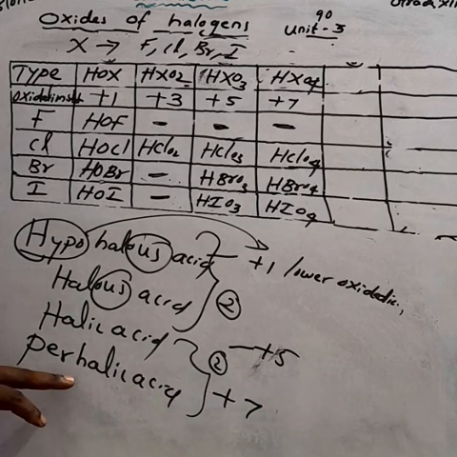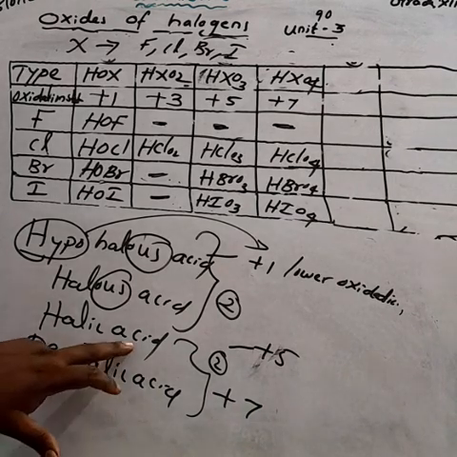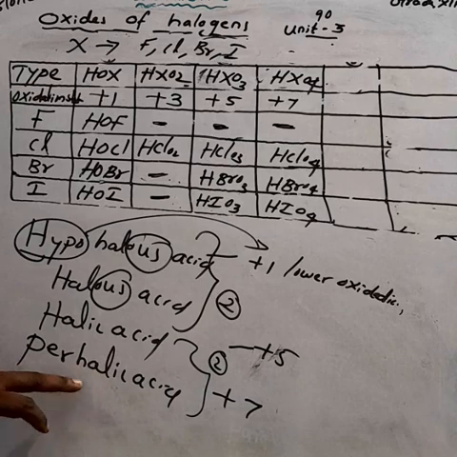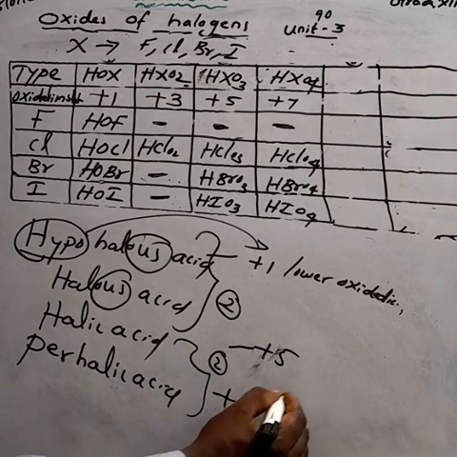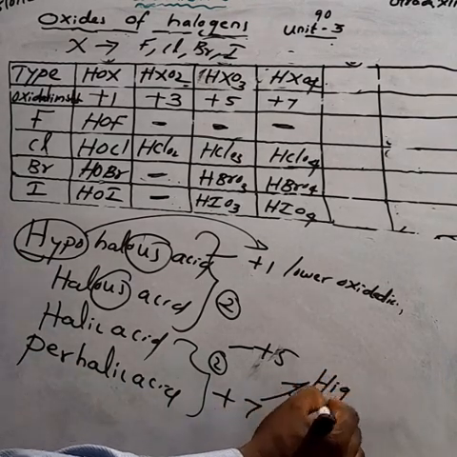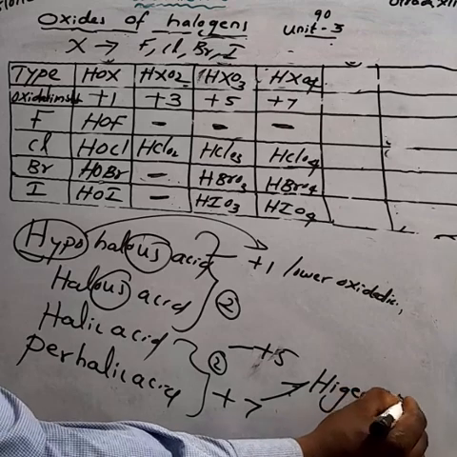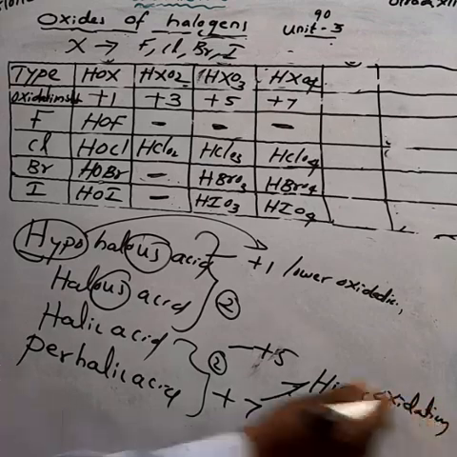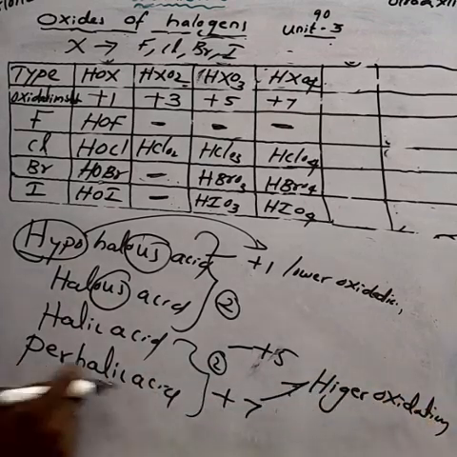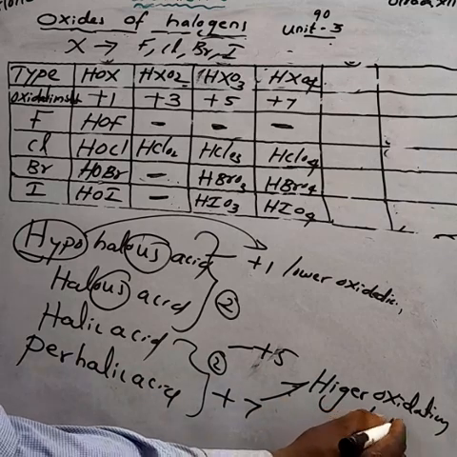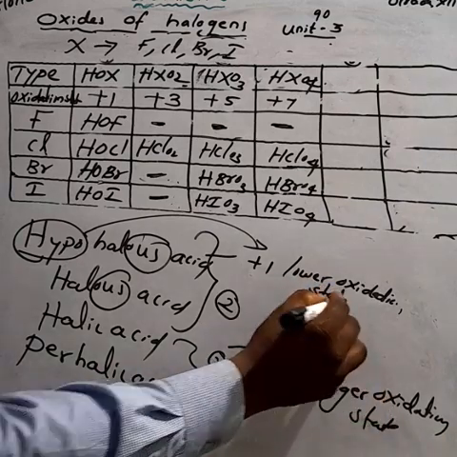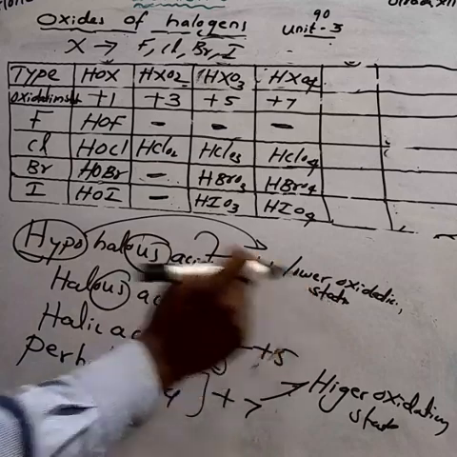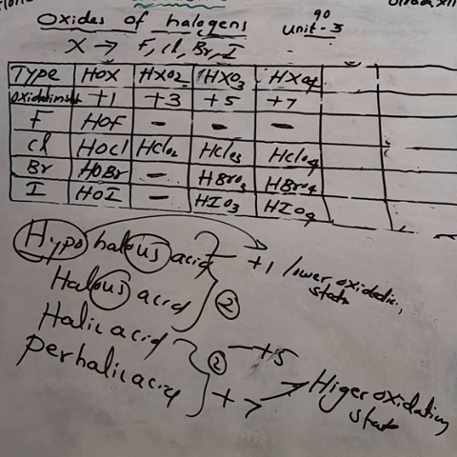This ic acid has a higher oxidation state, that is +7, a higher oxidation state. So when a higher oxidation state comes, we use per. Don't forget that. Per means higher oxidation state, and hypo means lower oxidation state. Okay, don't forget.